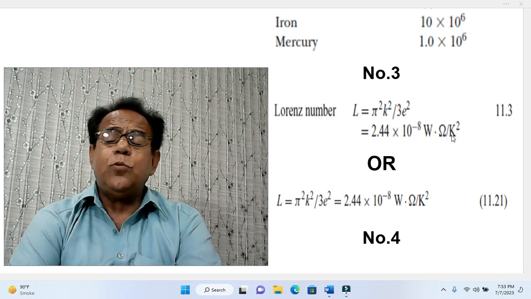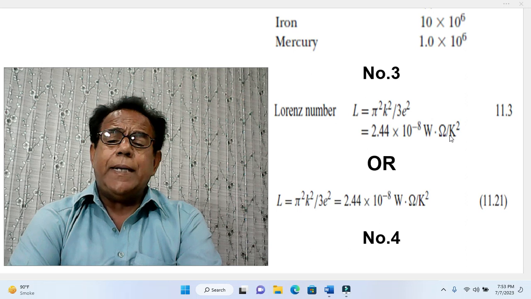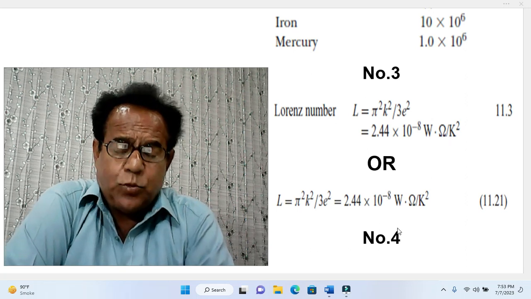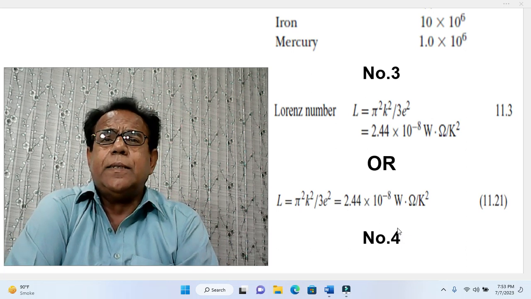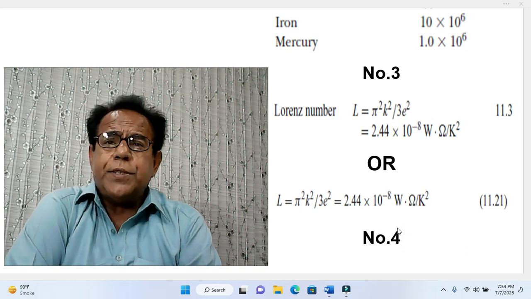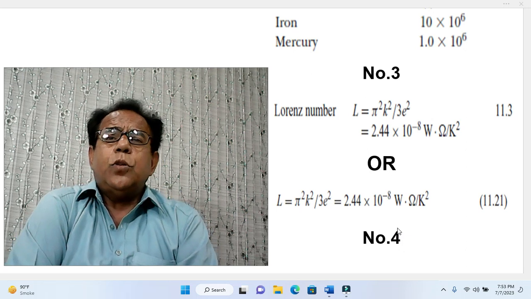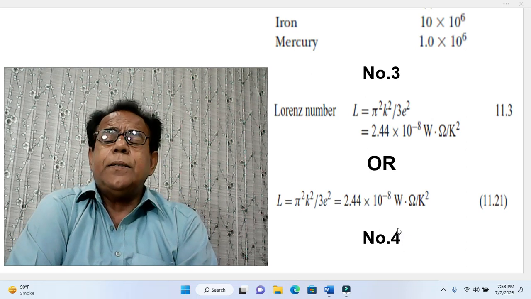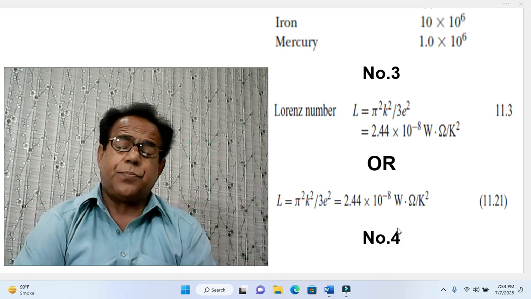Okay, dear students, actually the alphabet K is used to denote several things. It is also used to denote Kelvin temperature. It is also used to denote Boltzmann constant. It is also used to denote thermal conductivity. It is also used to denote kinetic.